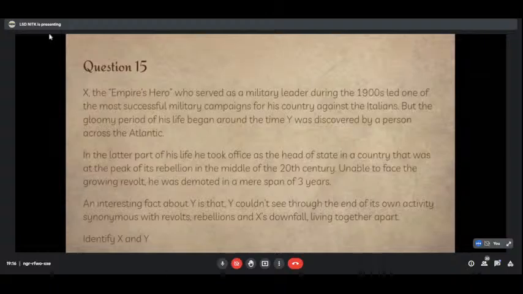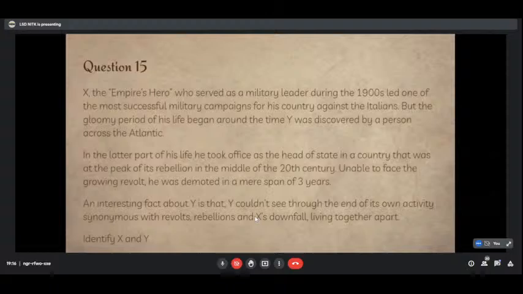So one is an individual that was celebrated for being a great military leader and then sort of lost all his positions, or got demoted, not being able to handle the revolt. Around the same time when this was happening, another entity which was discovered saw a similar fate where it didn't see through its own activity that is very synonymous with a revolt or rebellion. And similar to X, had its own downfall slash demotion. So identify X and Y.